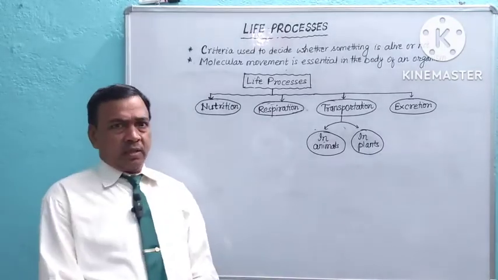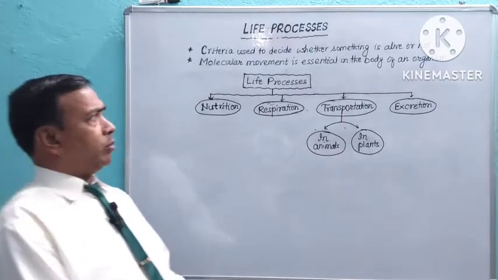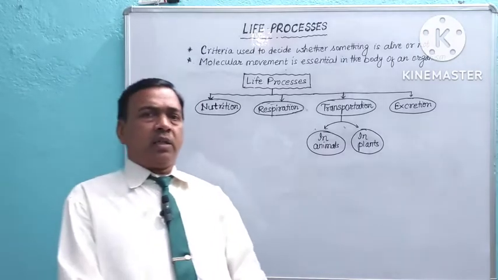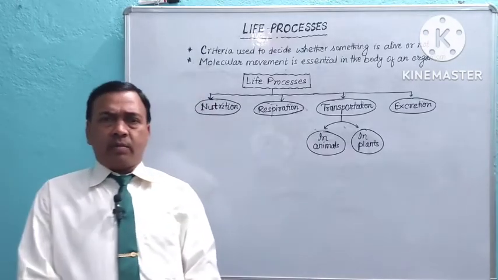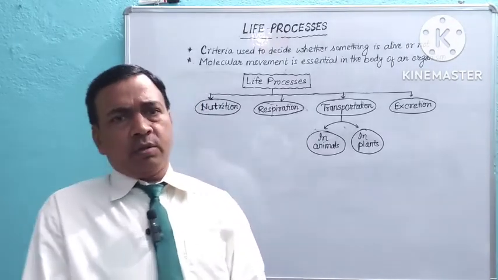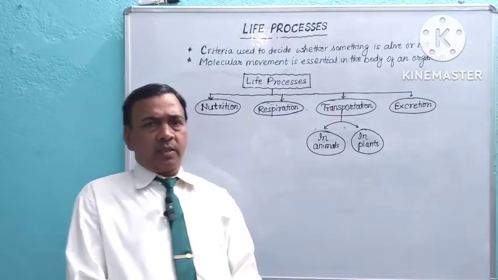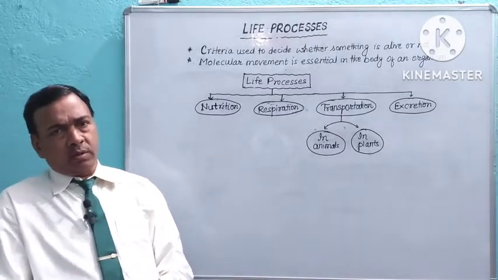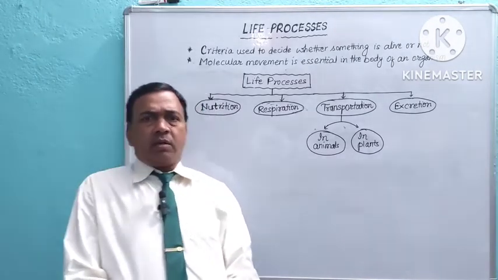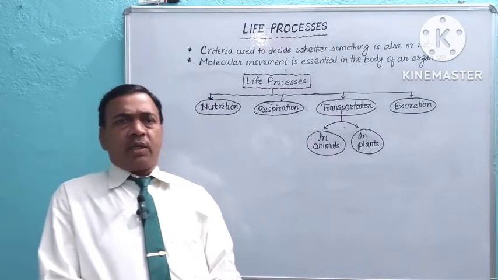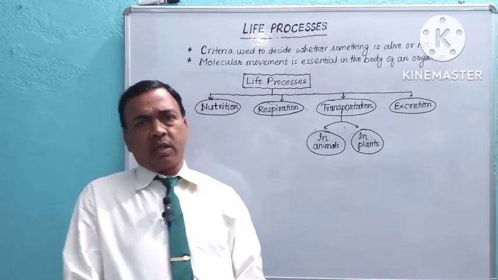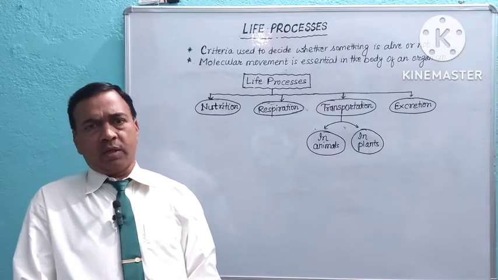Now the question arises, why is molecular movement essential in the body of an organism? We know that the body of an organism is made up of different types of organs. The organs are made up of tissues, tissues are made up of cells, and cells are made up of molecules. Due to the effect of the environment, the organs, tissues or cells may get damaged. So, for repairing and maintaining these structures, there must be molecular movement in the body.